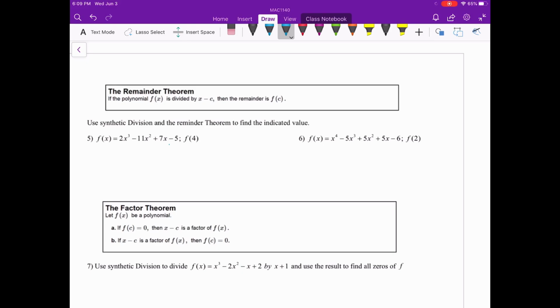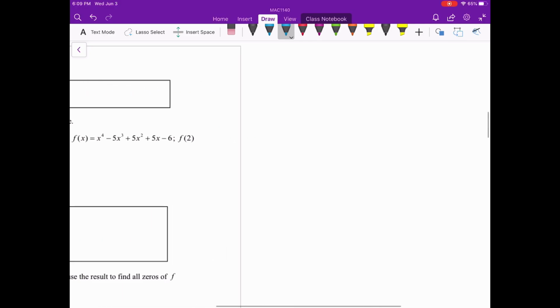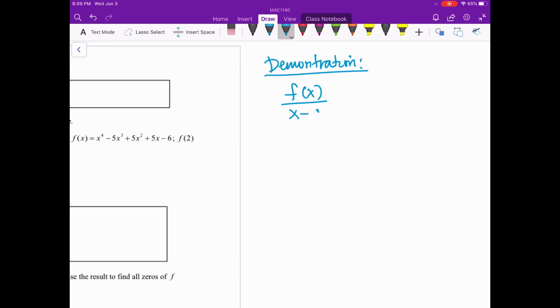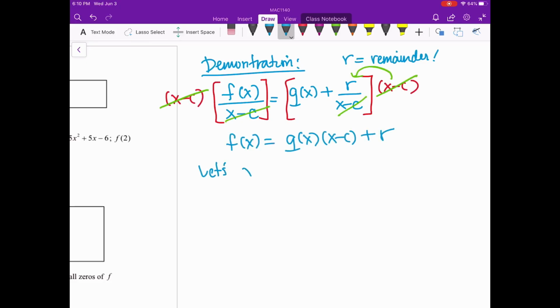Now here we're going to see some applications of synthetic division. First one is the remainder theorem. I'm going to demonstrate here what this remainder theorem is about. Let's suppose we are dividing a function f of x by a divisor of the form x minus c. This is going to be equal to the quotient plus r over x minus c, where r is the remainder. One thing I'm going to do now is multiply both sides by x minus c. Let x be equal to c.